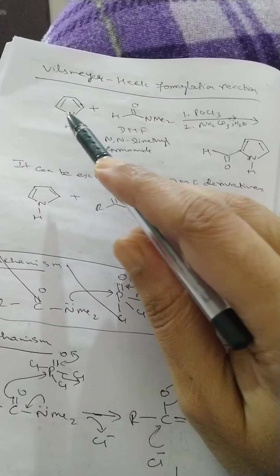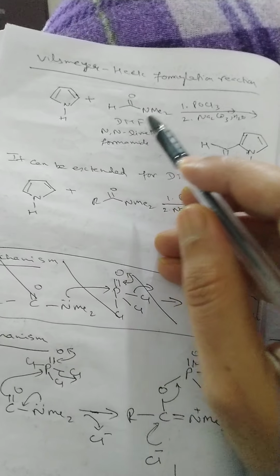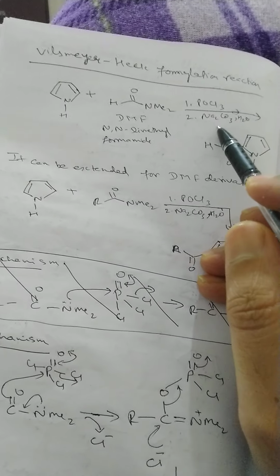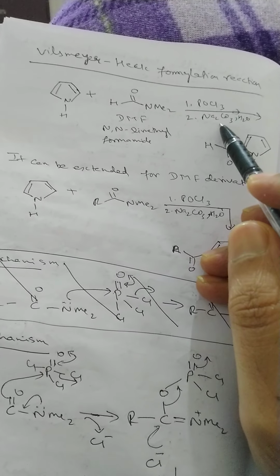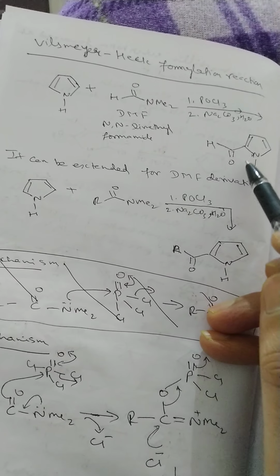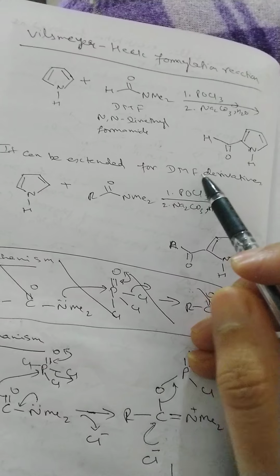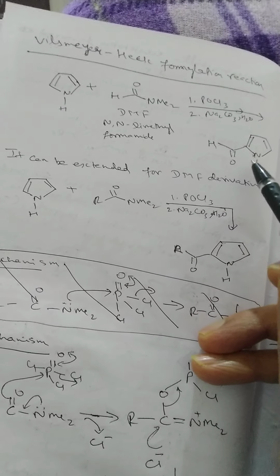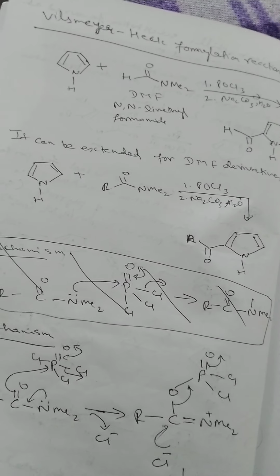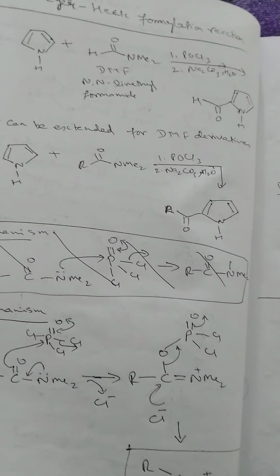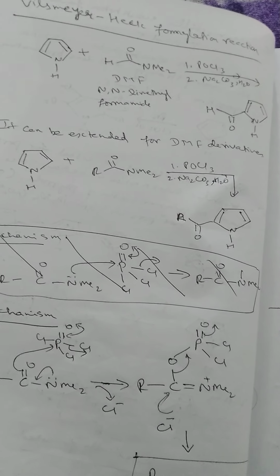So when you have pyrrole and you react with DMF in the presence of POCl3 and sodium bicarbonate, what you are getting is CHO at position 2, okay? This is called the Vilsmeier-Haack formylation reaction. This is a very favorite question in GATE. I have seen many times this question they ask, okay?